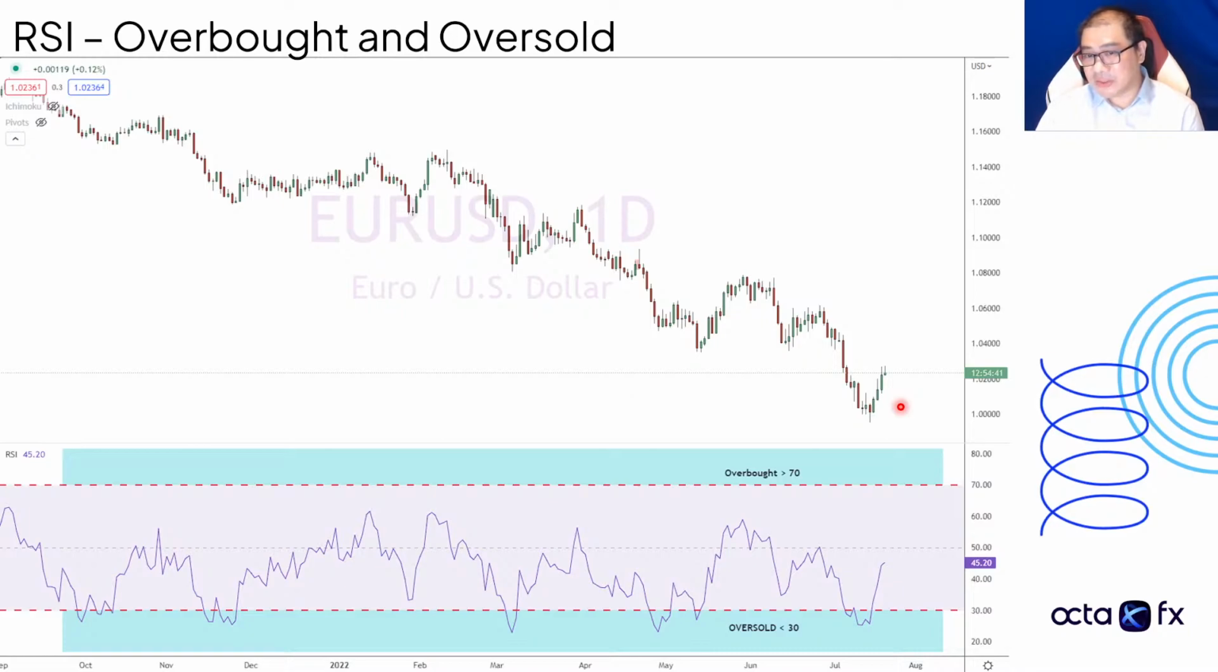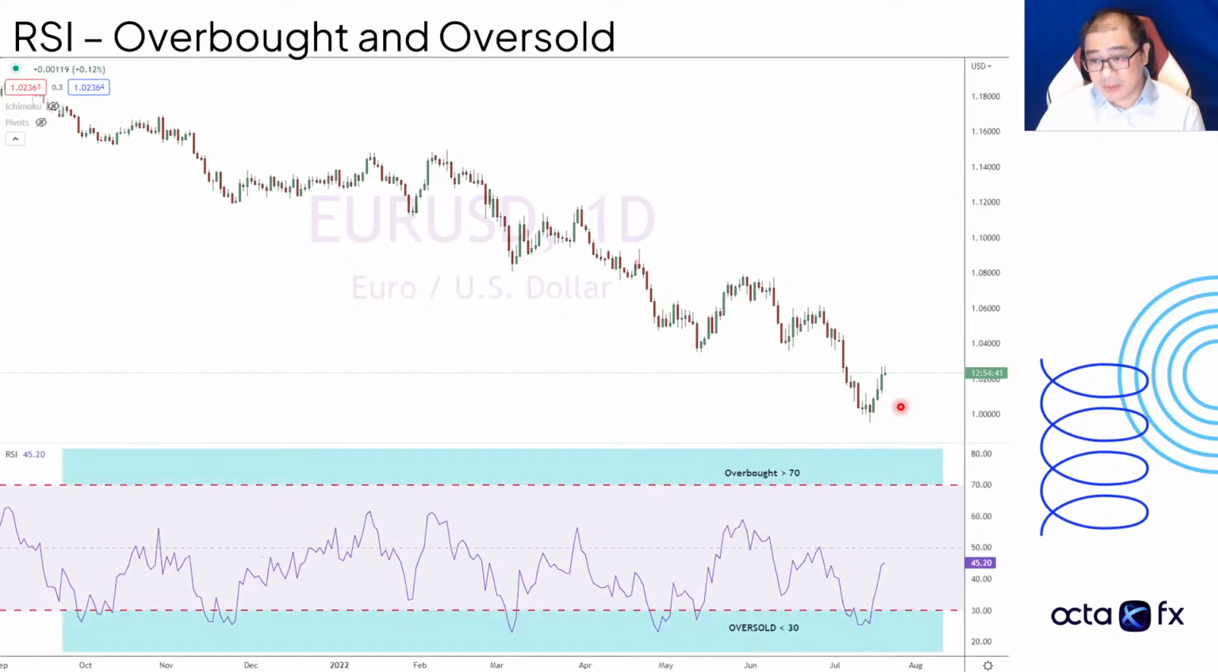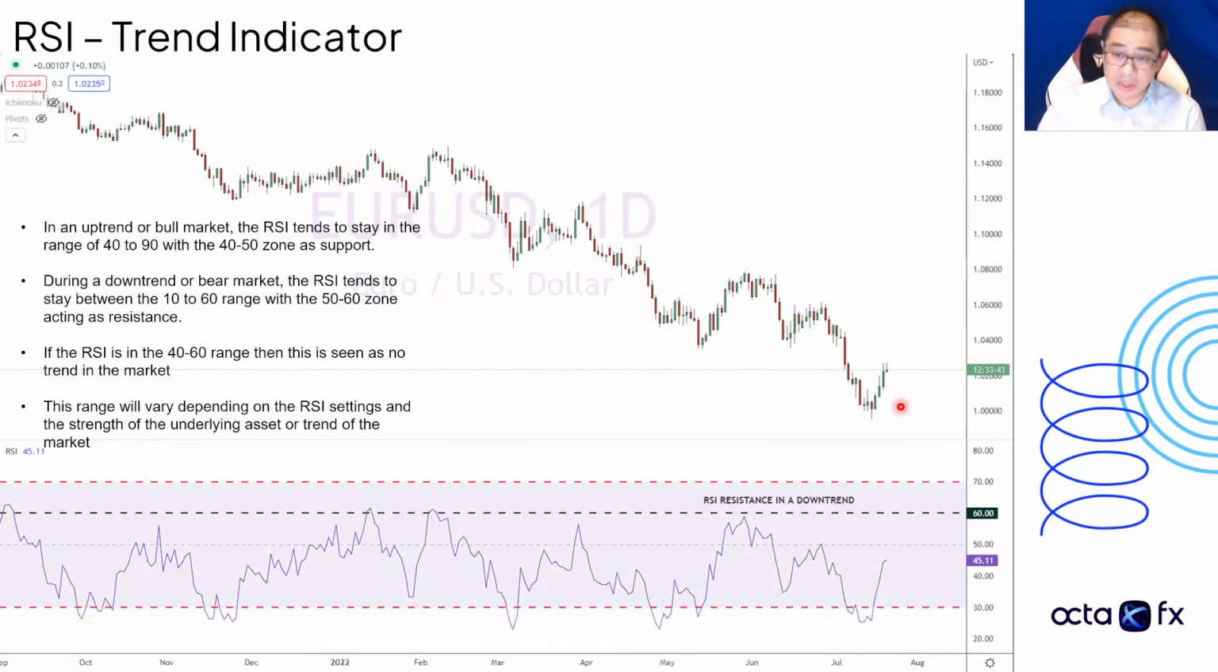So how do we know it's trending? The next slide is going to give you that. It is also a trend indicator because in an uptrend or a bull market, the RSI tends to stay in the range of 40 to 90, with the 40 to 50 zone as a support. In a downtrend, like this chart here, it doesn't have to be an overbought market condition because it's a downtrend. How do we know? Because during a downtrend or a bear market, the RSI tends to stay between the 10 to 60 range. There's actually a resistance that you can draw in the RSI, and that's 60, if you know the market is starting to trend to the downside.